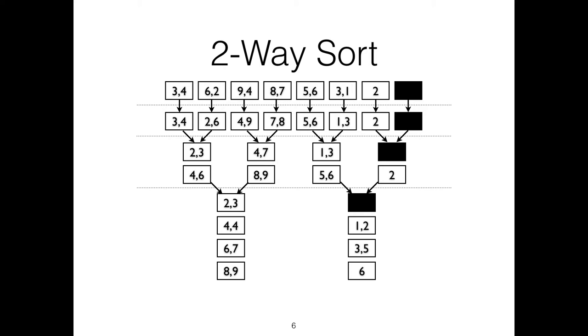Then I only need to look at 4 and 4 to know that the next two elements are going to be 4. Then 6 and 7, I can figure out that 6 is first, 7 is next, and I keep going until I've exhausted everything. So this is basically merge sort. But the nice thing about merge sort is that it doesn't require a huge amount of memory, and it makes it a lot more efficient for putting things on disk.